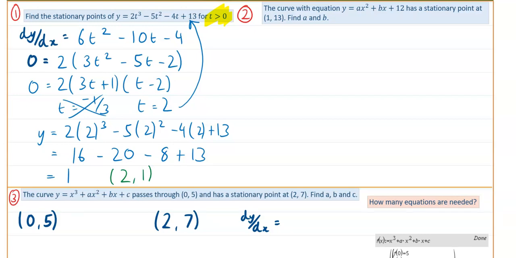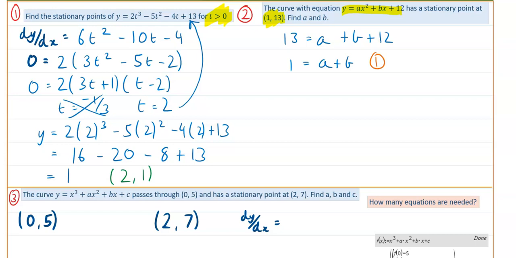The curve with equation y equals ax squared plus bx plus 12 has a stationary point at 1, 13. Find a and b. So really good question here. We're going to sub 1 and 13 into this original equation first. So that gives us 13 equals a plus b plus 12, and I could write that as 1 equals a plus b. So that's our first equation.